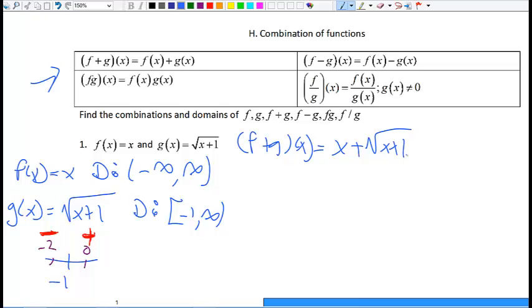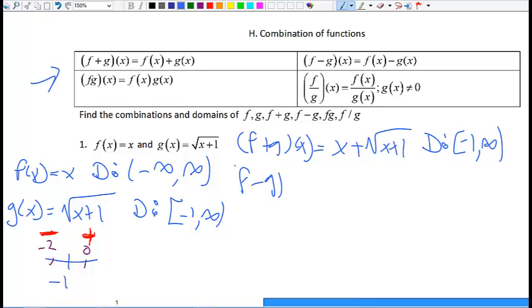However, what about the domain of this combination? Well, the first function, f, can have anything it wants. G, however, can only have things bigger than or equal to negative 1. And it's got to satisfy both requirements in order to exist in the combination function. So our domain for the sum function would be bracket negative 1 to infinity.